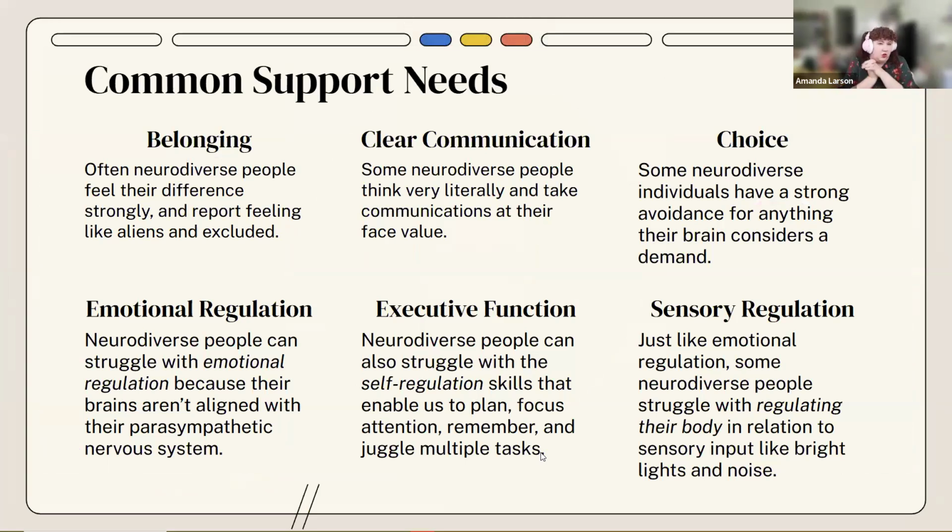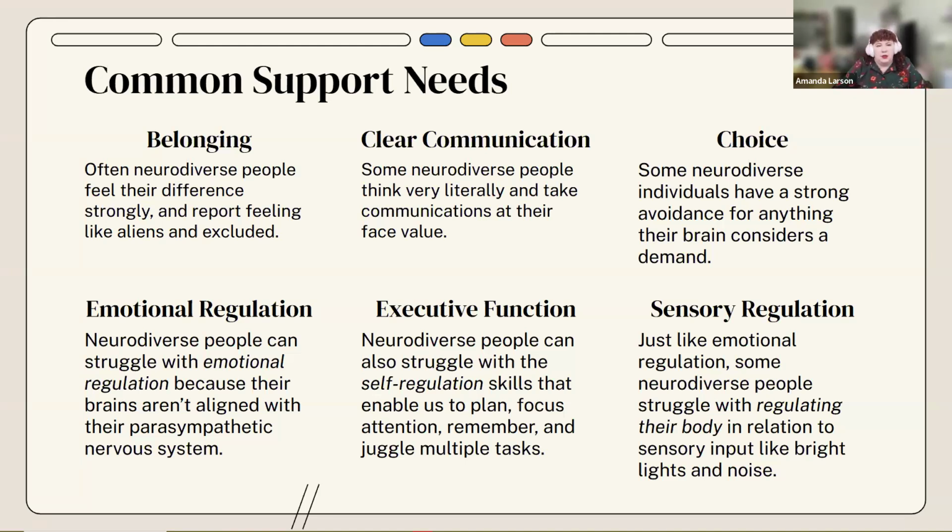So people who have neurodiversity often have common support needs. We divided these into a couple different categories. The first one is belonging. Neurodiverse people feel the difference strongly and often report feeling like aliens or excluded. I've seen a cute meme about vampires who need to be explicitly invited in order to participate. That resonated with me. They need clear communication. Some people are very literal thinkers and take communications at face value. Choice can be a thing. Some people have a strong avoidance for anything their brain considers a demand.